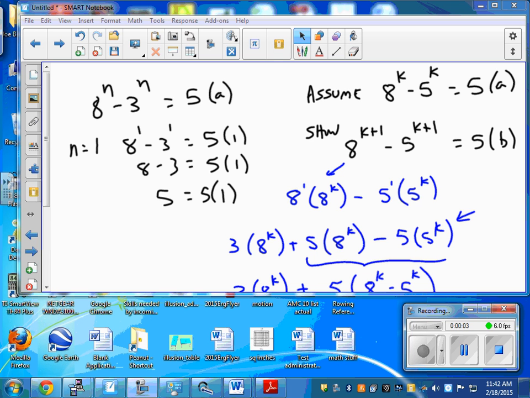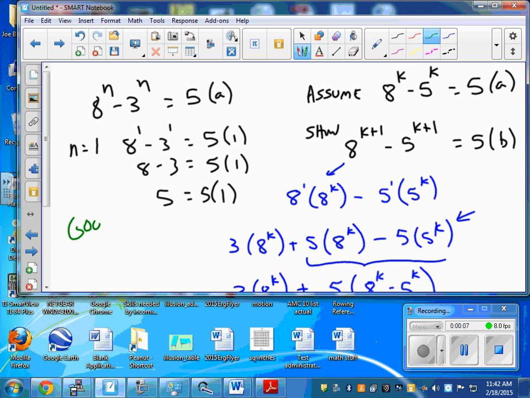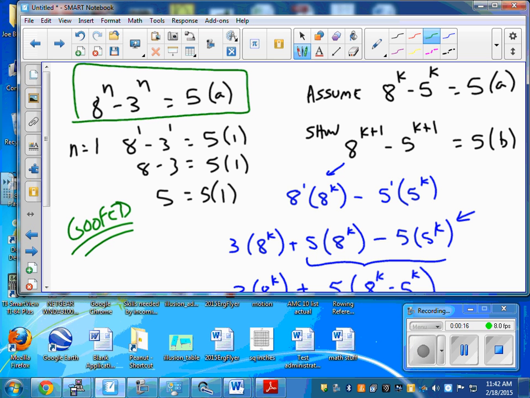Okay, this is a short addendum on where I goofed up here. The reason it didn't work is because I copied the problem down wrong. The proof was to show that a to the n is 8 to the n minus 3 to the n is 5a, and so this assumption is bogus. I wrote down a to the k as 8 to the k minus 5 to the k, and that should have been 8 to the k minus 3 to the k. And with that change, the rest of this falls out very nicely.